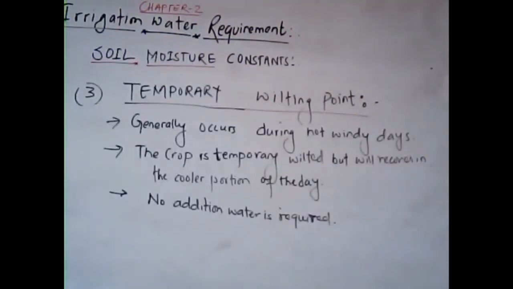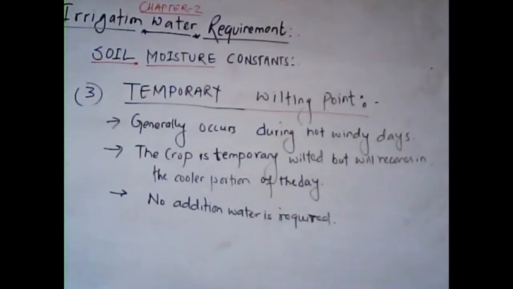Now third is our temporary wilting point. This temporary wilting point occurs mainly during the hot and windy days in which the plant is temporarily wilted. So what is temporary wilting? Temporary wilting is the wilting in which the plant will recover its shape during the cooler portion of the day.